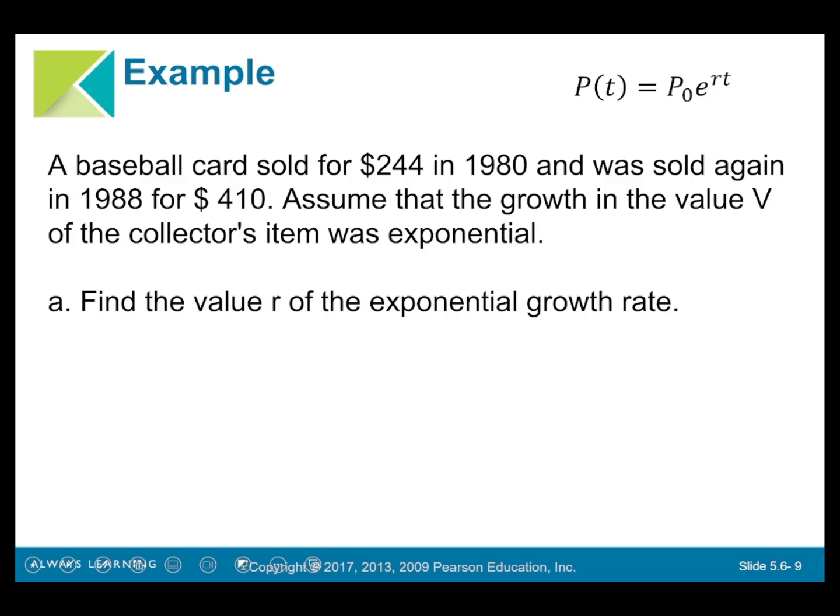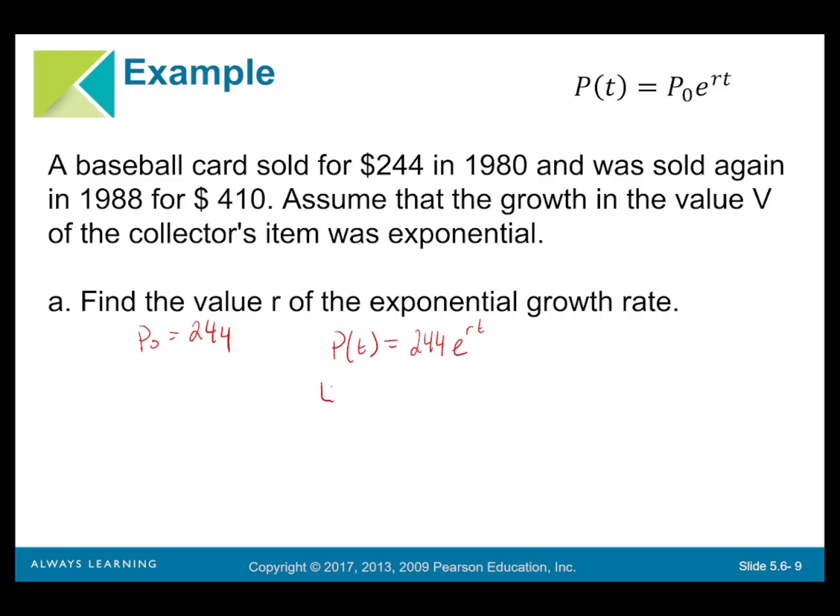So let's fill in some of that information. We're saying our starting point is 1980. That means that our P0 is 244. So now our equation P of t becomes 244 e to the rt. So we have one variable figured out. We need to figure out our growth rate. That's what part A is asking us to start with. We aren't given the rate, but we are given another piece of information. We're told in 1988 it's $410.